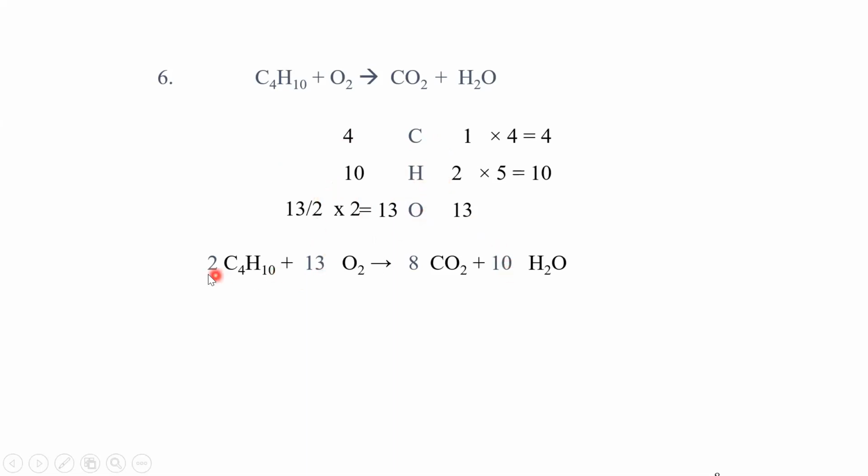So 2 times 4, that gives us 8 carbons. 8 times 1, that gives us 8 carbons. Carbons are balanced. 2 times 10, that gives us 20 hydrogens. 10 times 2, that gives us 20 hydrogens. 13 times 2, that gives us 26 oxygens. 2 times 8, that gives us 16, plus 10 times 1, that gives us 10. 16 plus 10 is 26. 26 and 26 is equal.